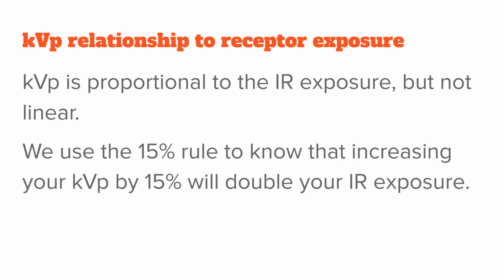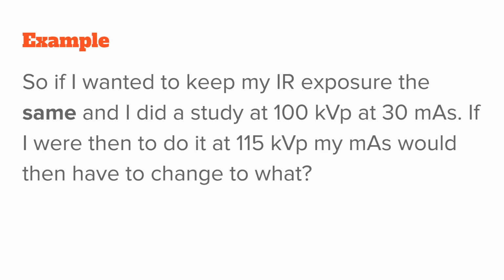When we're talking about KV relationship to receptor exposure, KVP is proportional to the IR exposure, but the relationship is not linear like it is with mass. In mass, whenever you double your mass, it's going to double your IR exposure, or it's going to double the quantity of X-rays. It's not true for KVP. For KVP, we use what's called the 15% rule to know that if you increase your KVP by 15%, you're going to double your IR exposure. If you reverse it, it's also true. If you reduce your KVP by 15%, you're going to halve your IR exposure.